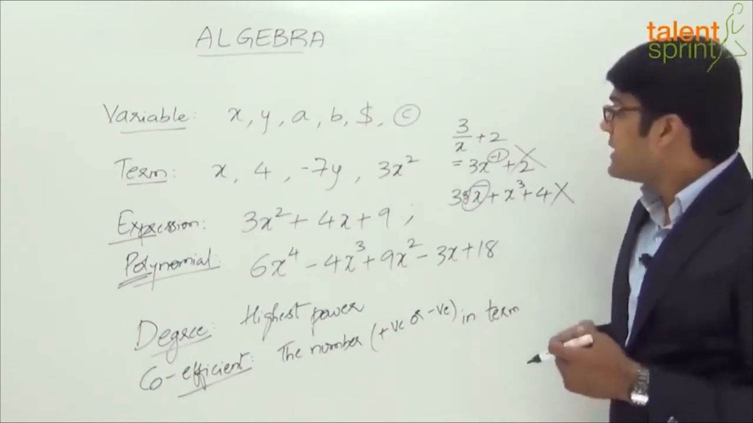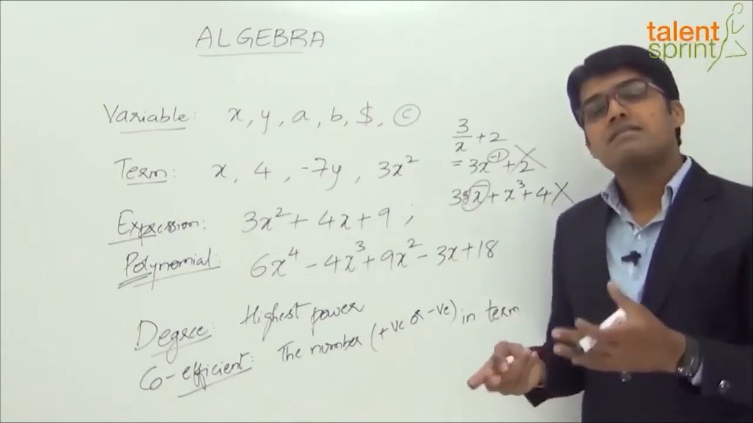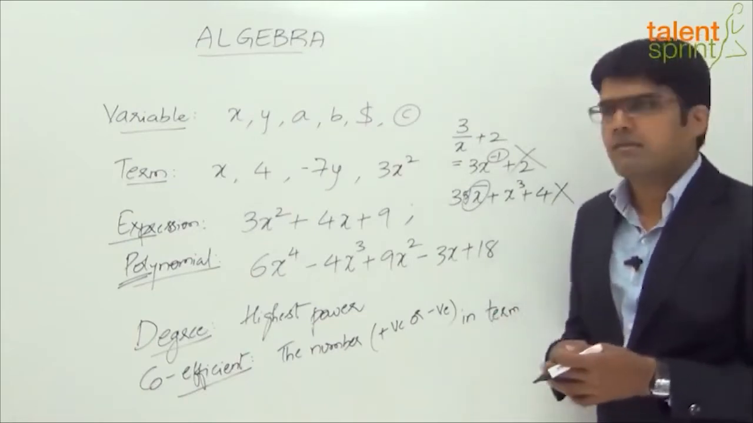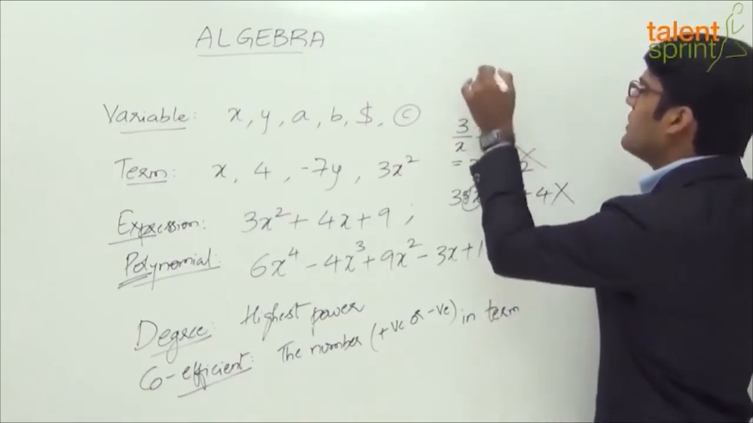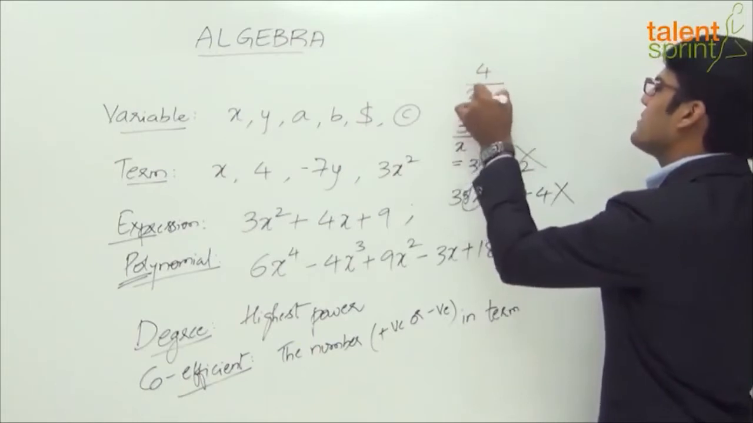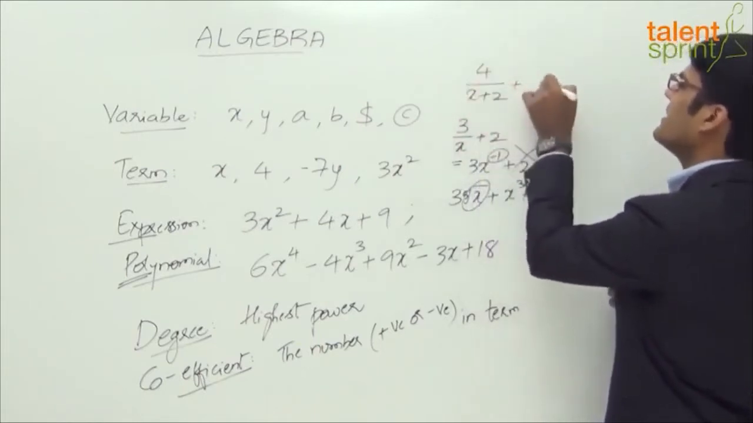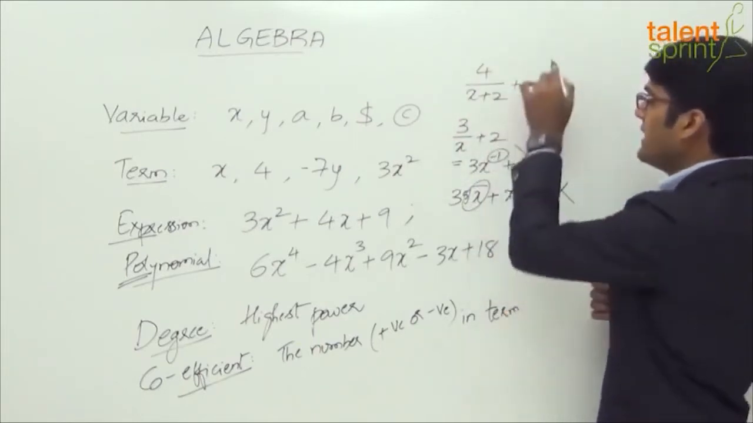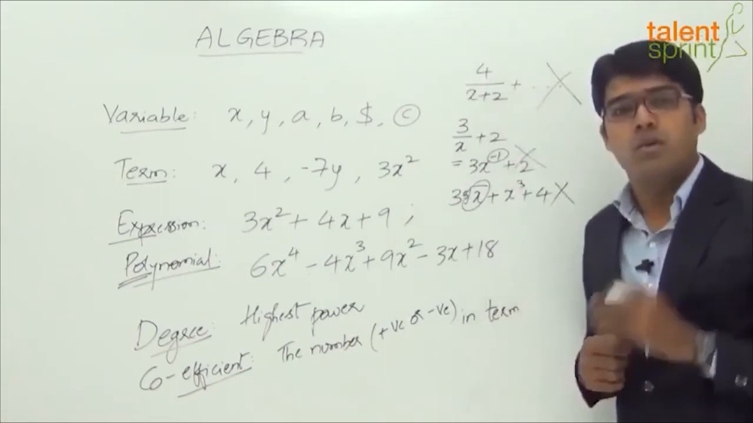And what else? It cannot have variables in the division there, in the denominator, right? For example, let's say 4 divided by x plus 2 plus some other terms there. This again cannot be considered as a polynomial. What is the reason?